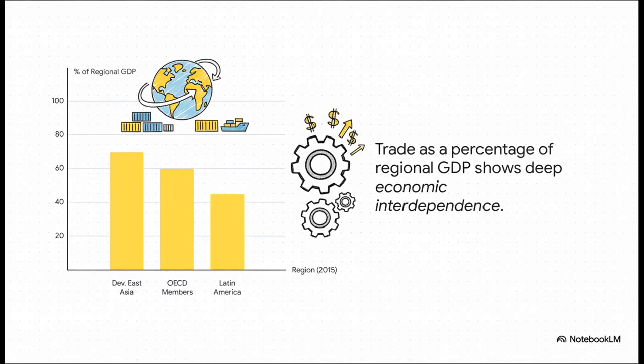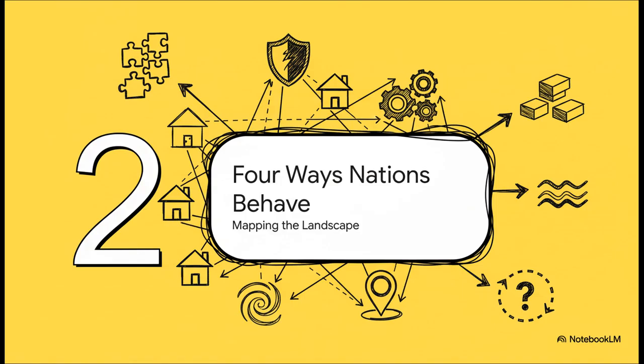And just look at this chart, it really shows you the scale we're talking about. For a huge part of the world, like developing East Asia, trade is a massive chunk of their entire economy. So for them, global relationships aren't just some nice to have. They are the absolute engine of their growth. It's critical. Okay, so we're all tangled up in this global web.